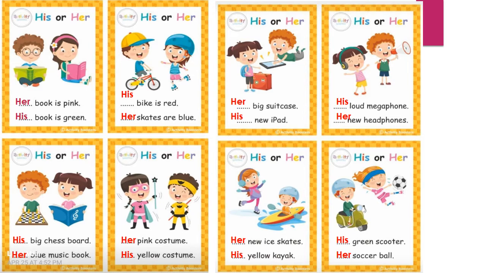Her new ice skates. Yellow kayak. Who's riding the yellow kayak? The boy or the girl? The boy. So his yellow kayak. The last one, green scooter. Who's riding the green scooter? The boy. So his green scooter, because the green scooter belongs to him. After that, soccer ball. Who's playing the soccer ball? The girl or the boy? The girl. So, her soccer ball.